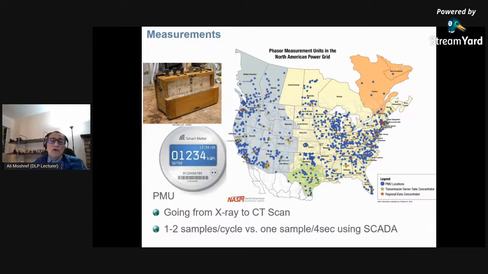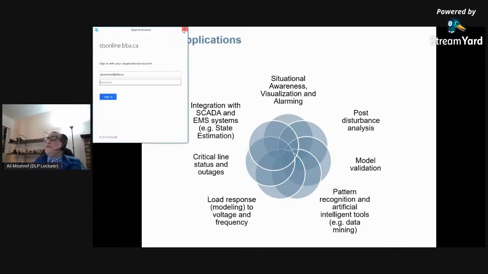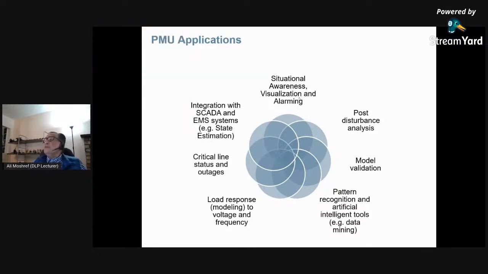And that's a part of our university's responsibility to teach this to our students, new advances like PMU, how to use it, what is the advantage and stuff like that. So the PMU has a lot of applications, and one of them is situational awareness and visualization and alarming. So you can look at it and say, oh yeah, voltage here is low, so I better open the tie with Iran. Okay, so you make a decision, right?